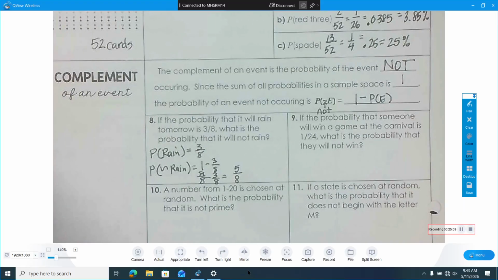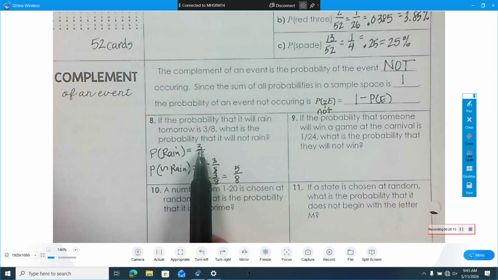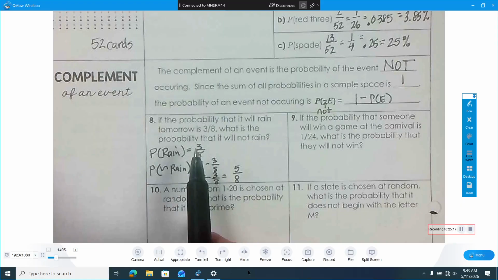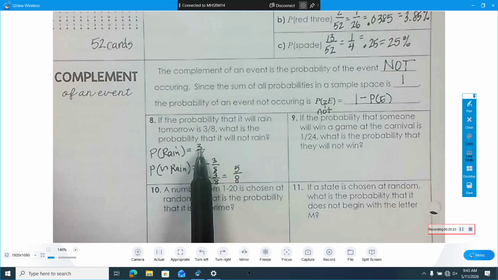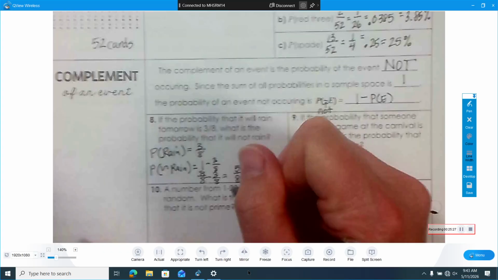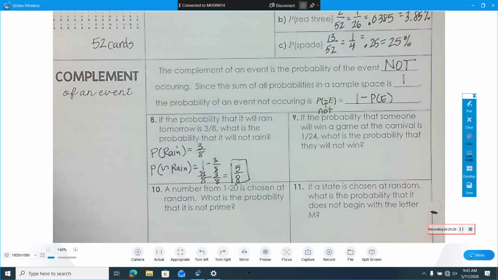Good for you. So we can do it mathematically, or you can say, well, we know that 3 are going to rain. How many are not going to rain? 5 chances are not going to rain, because there's a total of 8. 3 will rain. The others won't. So 5/8, there's lots of ways to think about it.